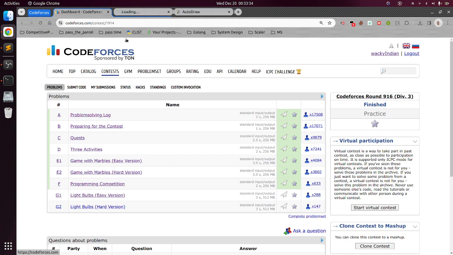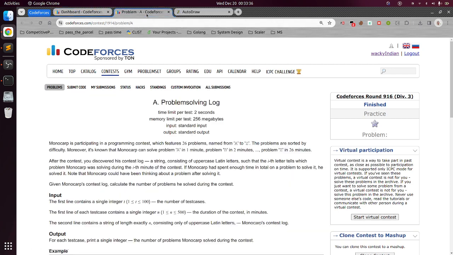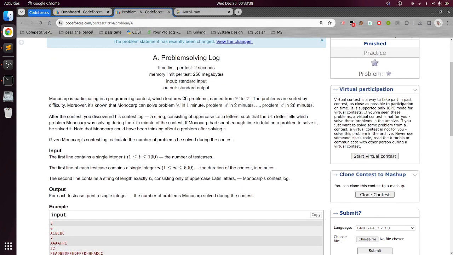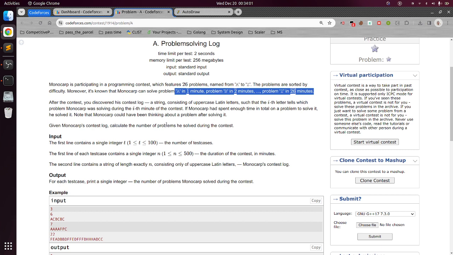Without much further ado, problem A: there are exactly 26 problems, and you have a string in the input that depicts the problems. It's given according to the rule that problem A takes 1 minute and B takes 2 minutes, going on to Z, which takes 26 minutes, similar to the ASCII notation, in increasing order.